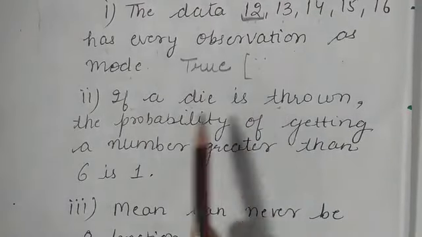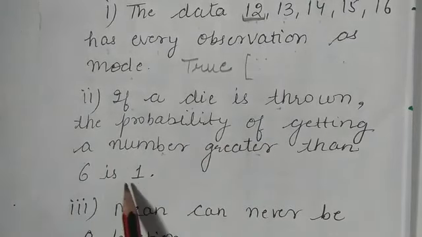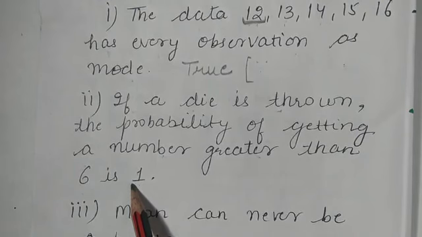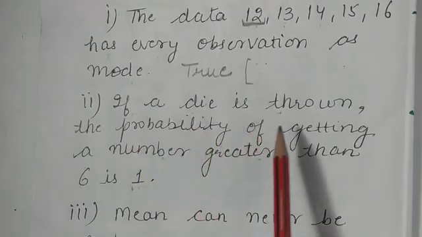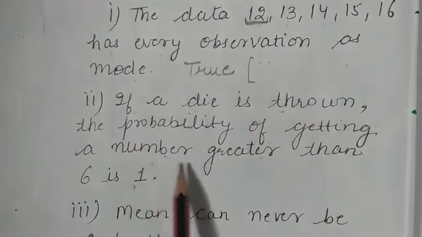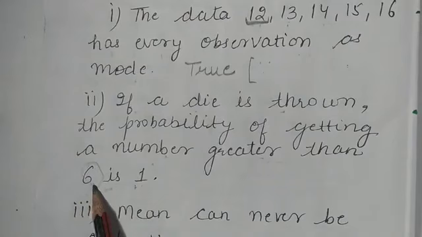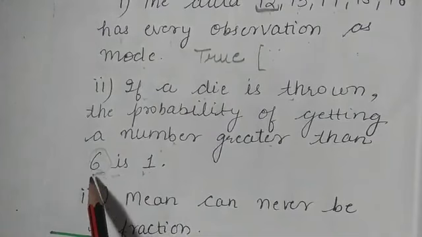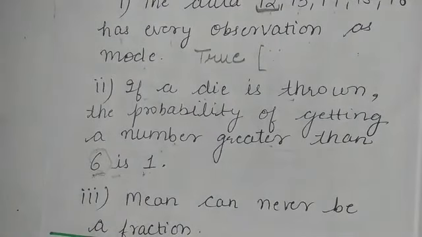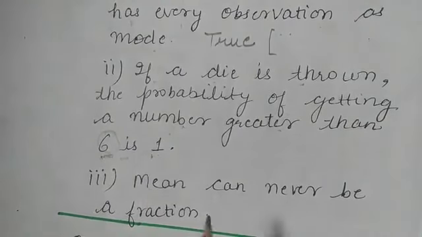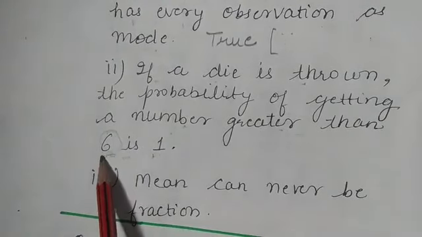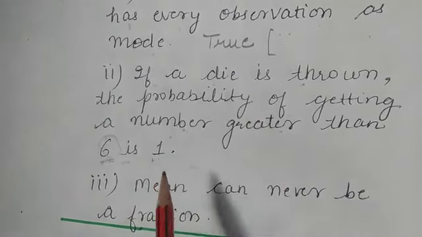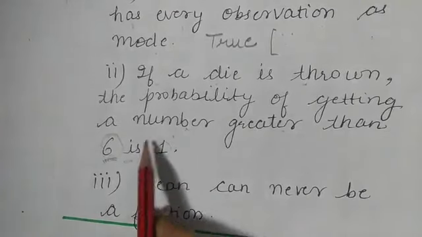If a die is thrown, the probability of a number greater than 6 is 1. We know that on a dice we have numbers from 1 to 6. So they are asking, if a die is thrown, the probability of getting a number greater than 6. And we know that there is no number on the face of the dice that is greater than 6. So that is an impossible event because we will never get a number greater than 6 in a throw of a die. So this is an impossible event, and we know that the probability of an impossible event is 0, not 1.